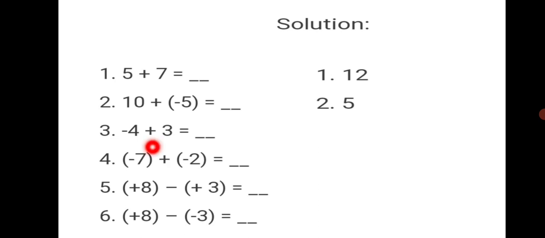Third question, minus 4 plus 3. Plus and minus operation will be minus. 4 minus 3 is 1 and the sign of the bigger number is minus. So third answer is minus 1.